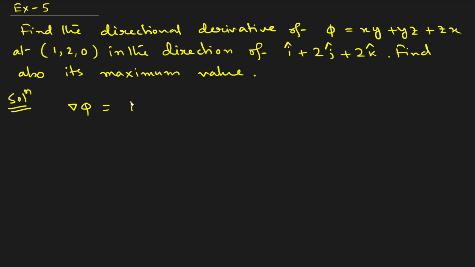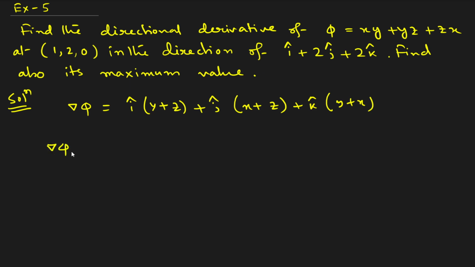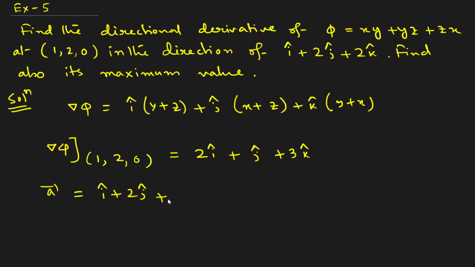After differentiating, you will get i cap into del by del x, so it will be y plus z. Then j cap into x plus z, and then k cap into y plus x. After that, you find nabla phi at the point 1, 2 and then 0. So you will get 2 i cap plus j cap plus 3 k cap, right? Then A bar is also given. It is i cap plus 2 j cap plus 2 k cap. And then the magnitude of A bar will be 3 again.